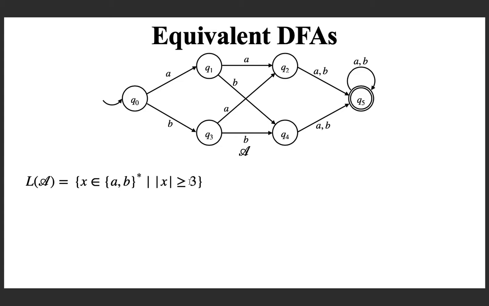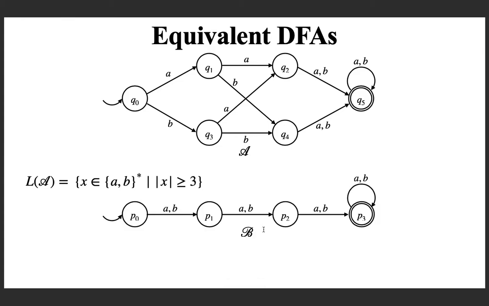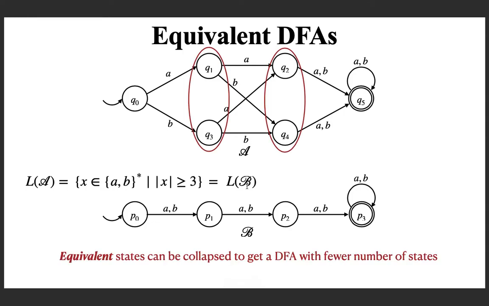Now for this, maybe you can have a DFA B. So what is the language of this DFA? This is having a fewer number of states, and it is very easy for you to see what language it is. Any 3 letters will take you to this and you are staying there. So same as this language. So here again A and B are equivalent DFAs, and B can be thought of as obtained from A by collapsing equivalent states.